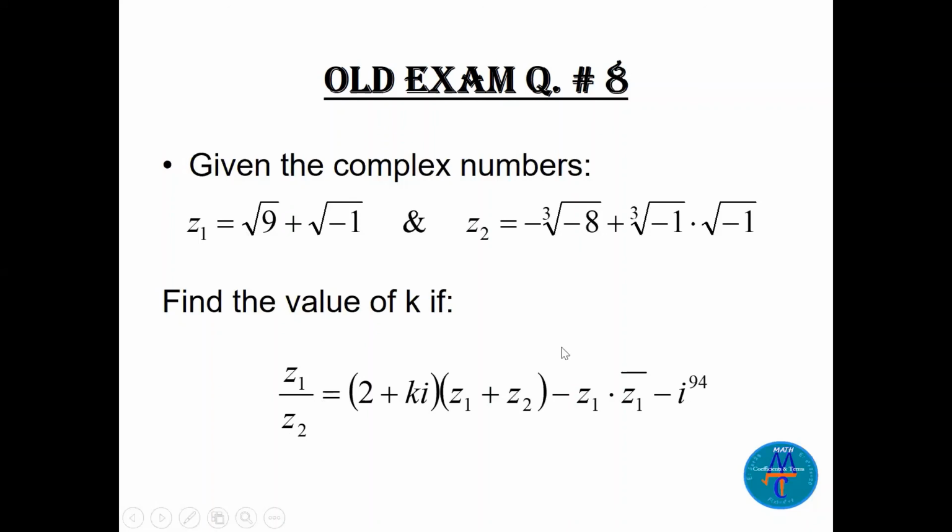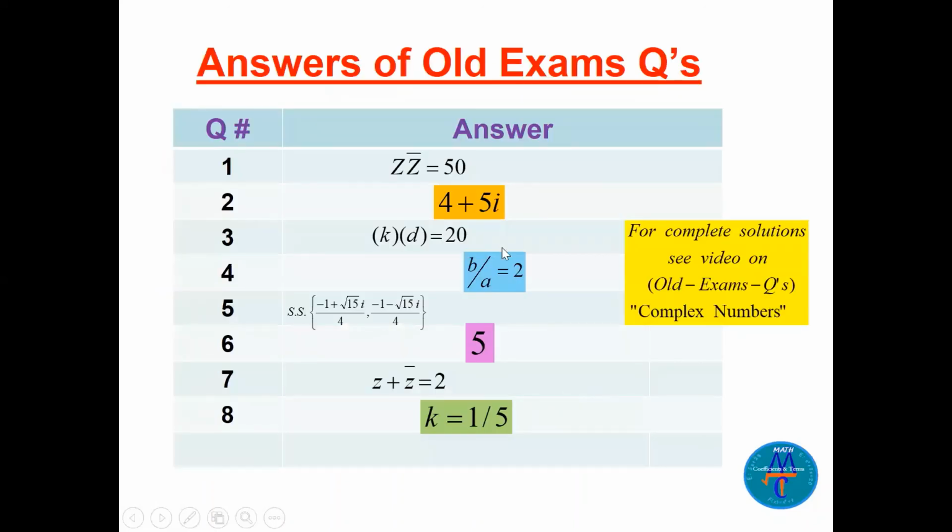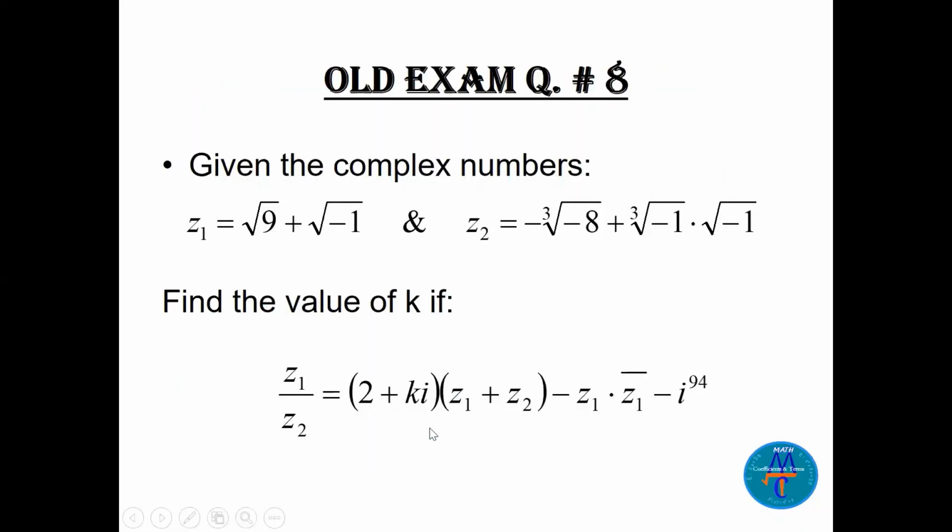Now let me advise you here, just advice. Simplify Z1, don't replace Z1 here. Remember I told you this advice before? Simplify Z1, make it simple. For example, square root of 9, 3 plus i. So this is simple. Z2, make it the same, simple. Then you can substitute. Now these are the answers here. Question 1, 2, 3, 4, 5, 6, 7, and 8. So this is question number 8, find K.